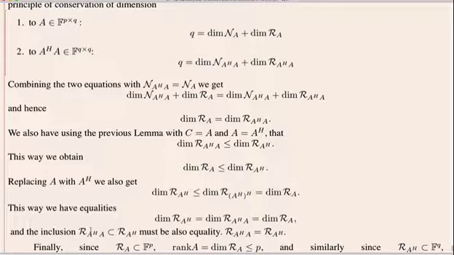So we also have the inclusion that the range of AHA is a subset of the range of AH, since the image of AHA automatically is in the image of AH. And then that means that we have to have equality, that the range of AHA is exactly equal to the range of AH.